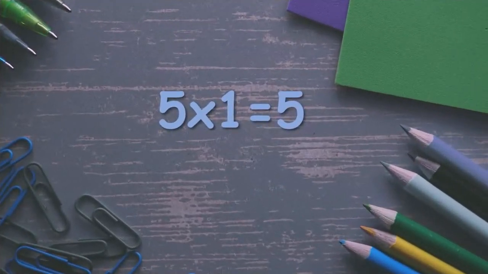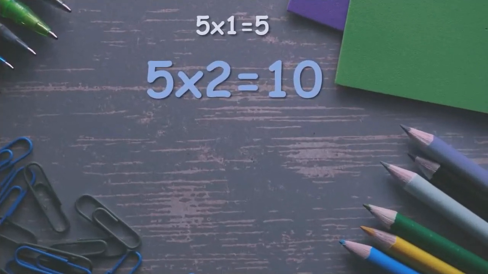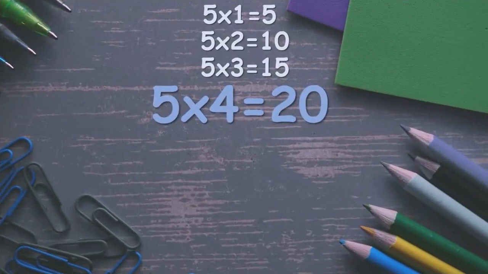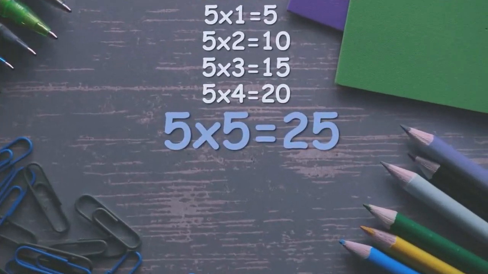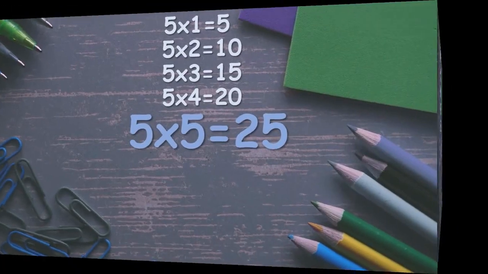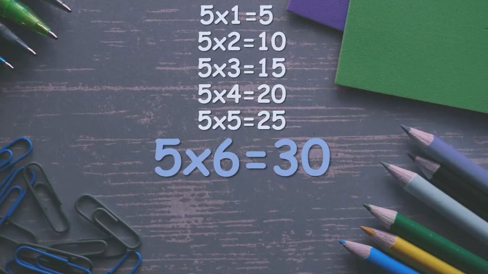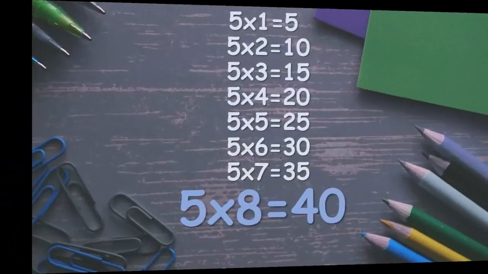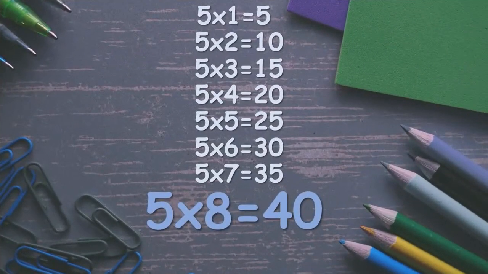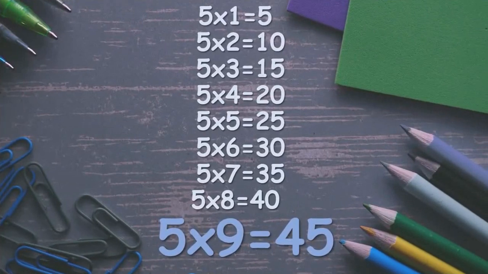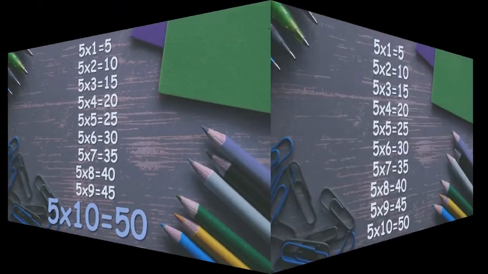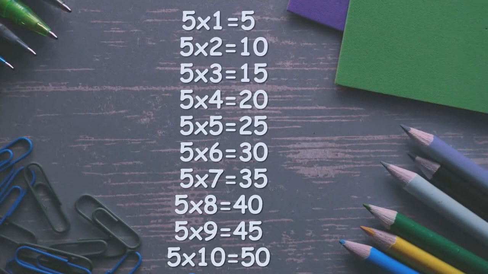Let us repeat. 5 ones are 5, 5 twos are 10, 5 threes are 15, 5 fours are 20, 5 fives are 25, 5 sixes are 30, 5 sevens are 35, 5 eights are 40, 5 nines are 45, 5 tens are 50. So friends, this is multiplication table of 5.